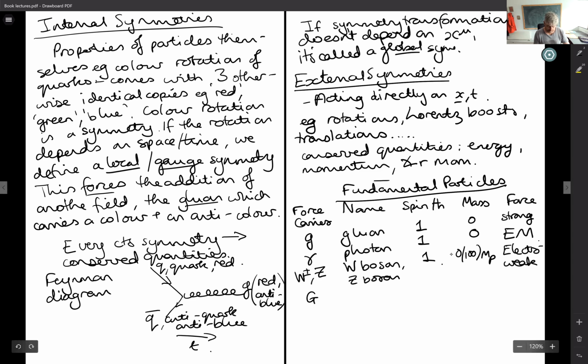And there is this other hypothetical particle, which I'm putting an asterisk on, because this one hasn't been discovered. But there are good theoretical reasons for believing in it. This is the graviton. Of course, it carries the gravitational force. It would be, if the theory is right, it would be massless, and the spin would be 2.